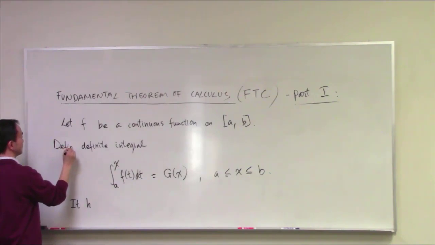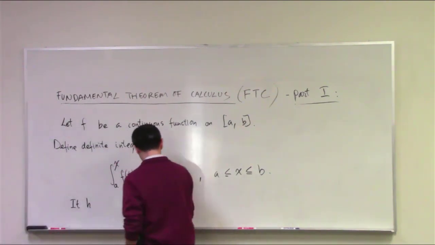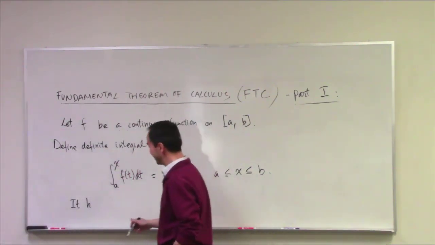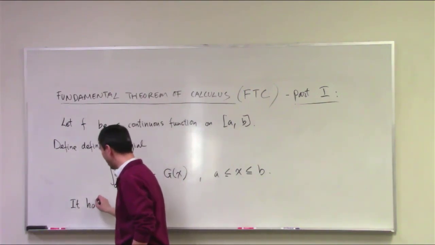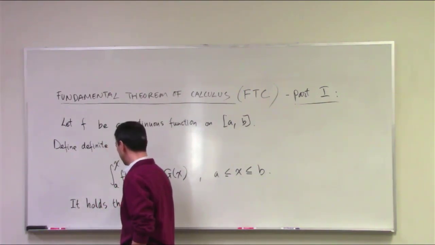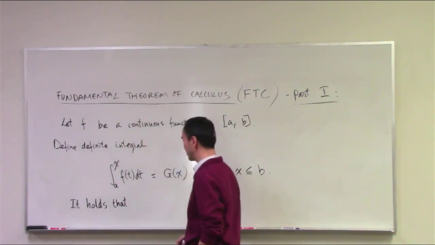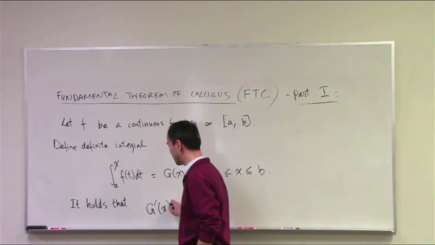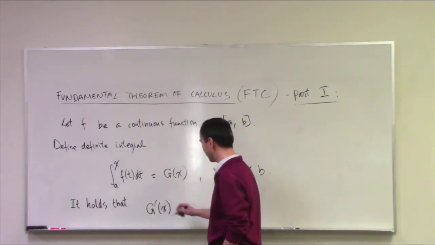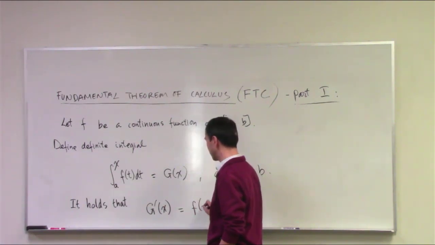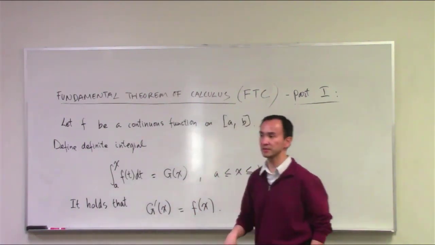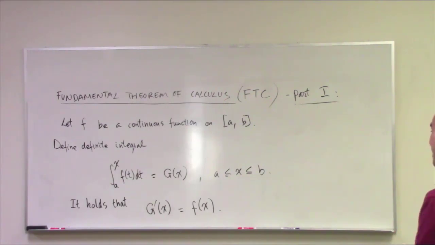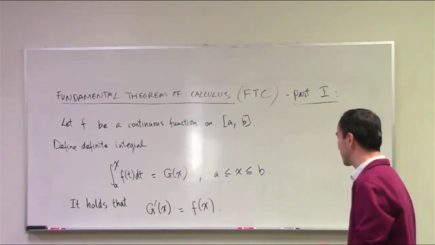Define. Okay, we want to define this definite integral as some function g of x. So once we have that definition, it holds that, here's the important result. Taking the derivative of this function g equals the function f, as just x. It was a shocking result that was found, and I'm going to give some more explanation of that.